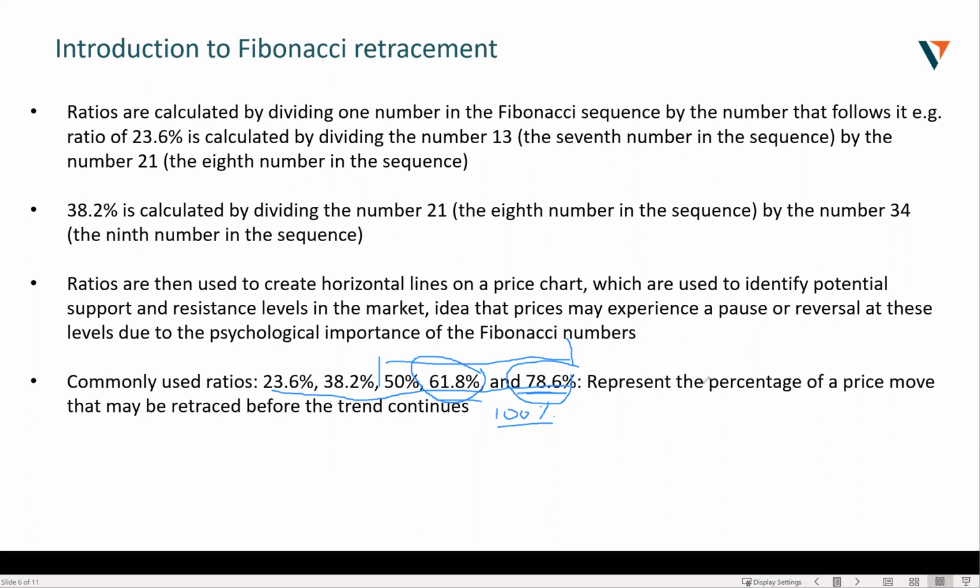Essentially, what this means is that these numbers represent a percentage of the price move. So if price moves up and then goes to 78.6%, it just means that price retraces 78.6% of this whole move. That's the general idea. These numbers are derived again based on the Fibonacci sequence.